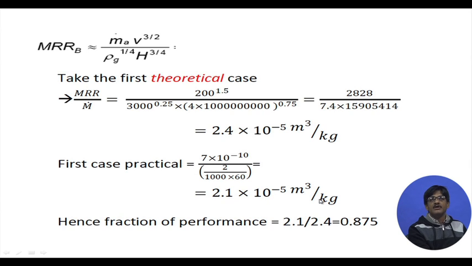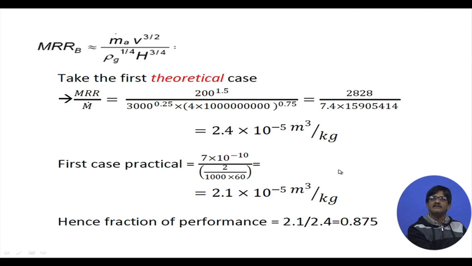So, all this multiplication leads to 2.1 into 10 to the power minus 5 meter cubes per kg. So, the index which has been found out theoretically is higher than the index which has been found out experimentally. I mean the experimental performance is not as good as the theoretical one, that means the predicted one, and therefore, it is working at 0.875 fraction of its predicted capacity. 0.875, let us remember this particular fraction.